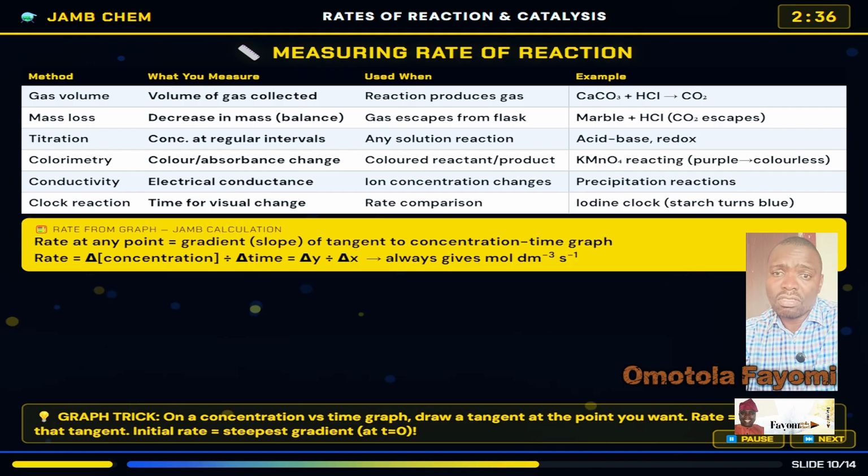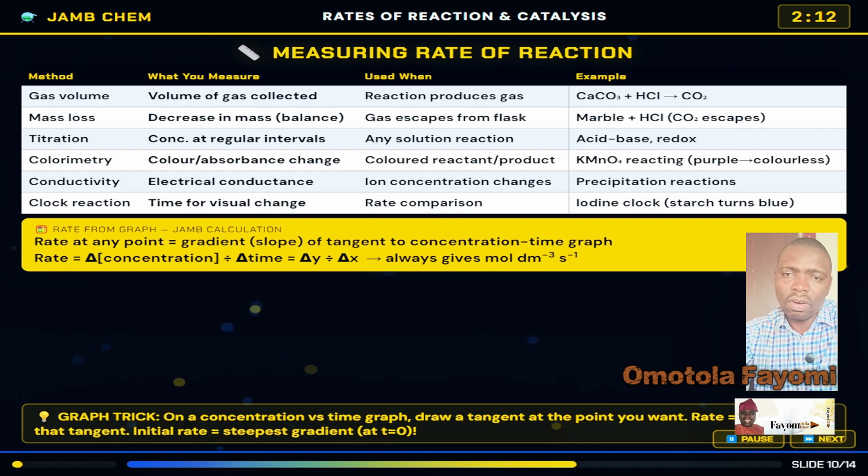What about the mass loss method? Put the reaction flask on a top pan balance and record how the mass decreases as gas escapes. Also great for the calcium carbonate reaction. What about titration? Titration removes samples of the reaction mixture at regular time intervals and quickly quenches them, stopping the reaction. We then titrate to find the concentration. This works for any reaction involving a titrable species.